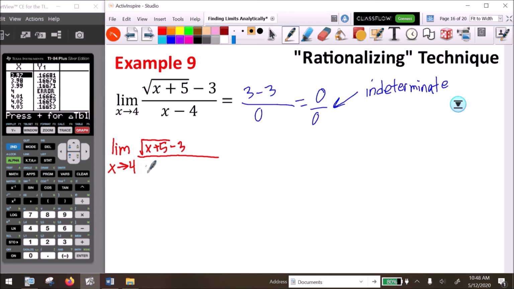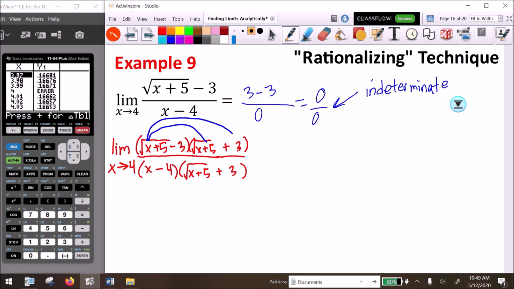is by multiplying it by its conjugate, and the conjugate is the identical expression except you separate it with the opposite sign. So I'm doing the square root of x plus 5, instead of minus 3, it's plus 3. And I have to do that on both the numerator and the denominator, or else I'm actually changing this original function. Now, because I have the same thing here and here, it's essentially like I'm multiplying by 1, and you're allowed to multiply anything by 1 without changing it, and that's why you're allowed to do this. So we're going to FOIL this: first times first, outer times outer, inner times inner, and then last times last.